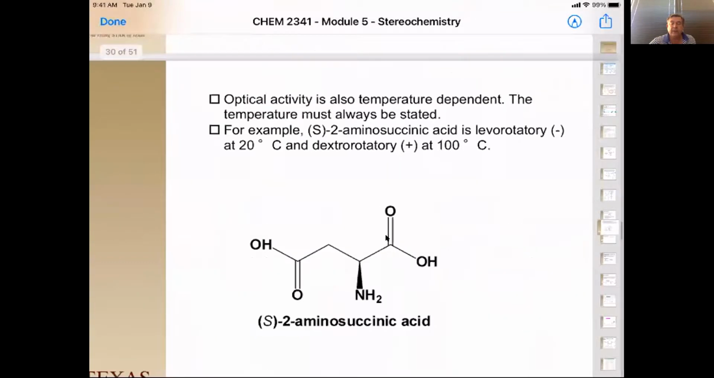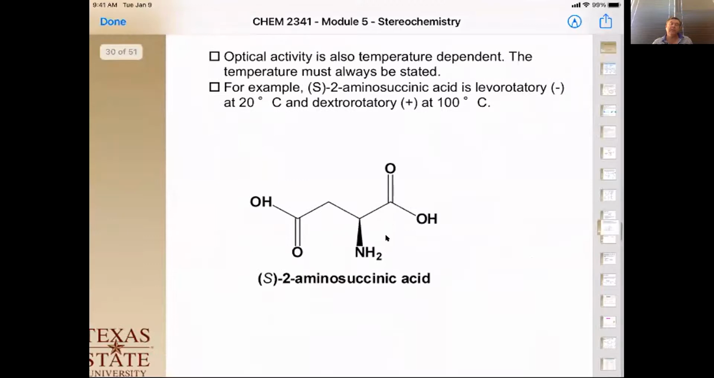Okay. Another way it's named, especially in biological systems, is the D or the L. The D is the dextrorotatory or positive rotation. The L is the levorotatory or negative rotation. Okay.